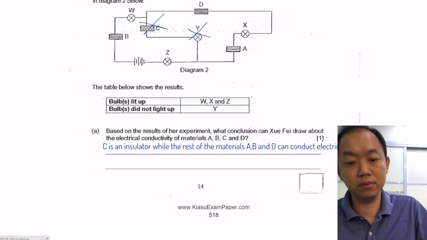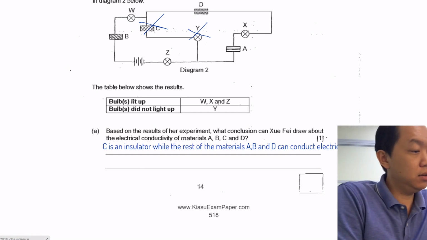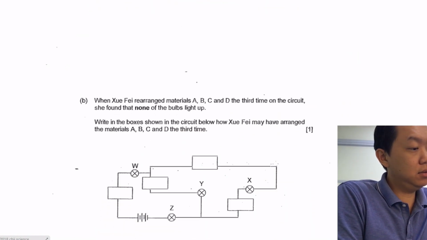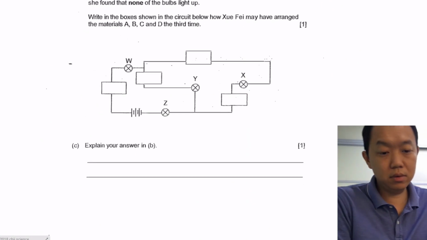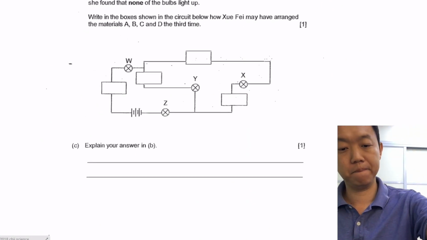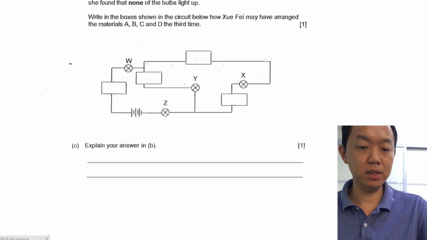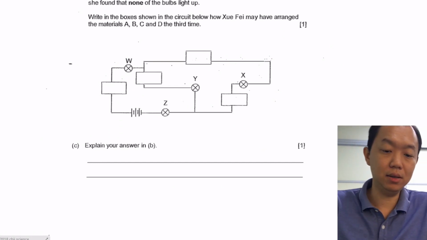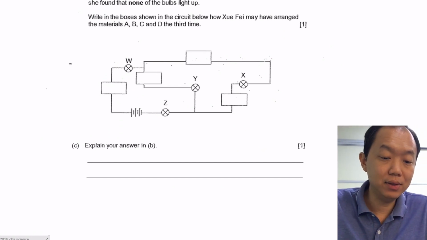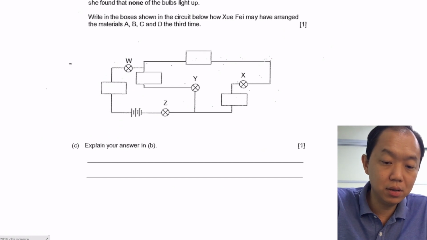Two more. Okay, so next. So when Xue arranged materials A, B, C, and D the third time, she found that none of it light up. Right, in the box, how she may have arranged. None of it light up.